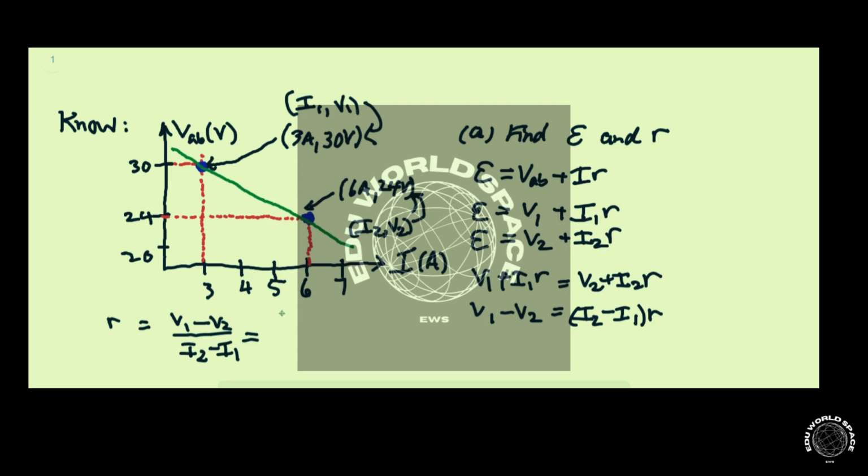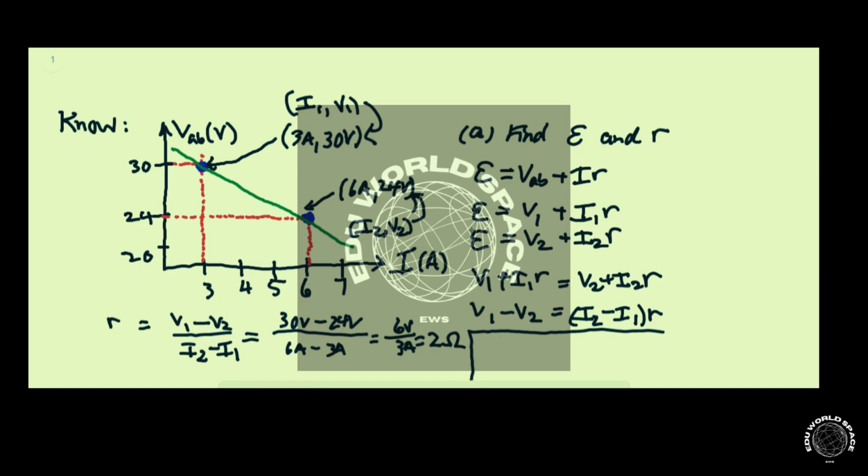So for V1, we have 30 volts. V2, we have 24 volts. I2 is 6 amperes. And I1 is 3 amperes. And this is 6 over 3, which gives us 2 ohms. So there we have found the internal resistance. And let me just lock that off so I can solve for the EMF.